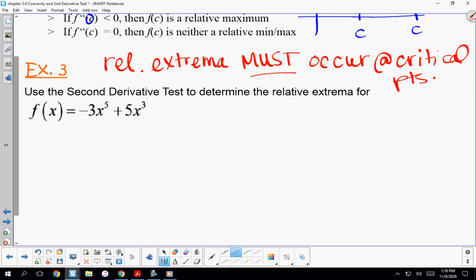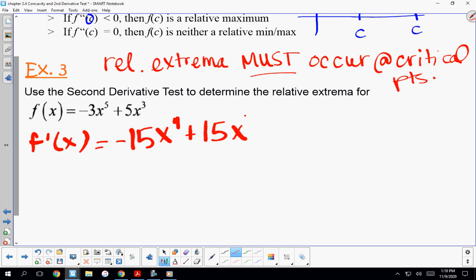So here it says use the second derivative test. A lot of times the second derivative test is easier because our functions are like 1 degree less. In this case, we kind of have big numbers, but that's okay. So our first derivative is negative 15 x to the 4th plus 15 x squared. I do have to find critical points because that's where all relative extrema are found.